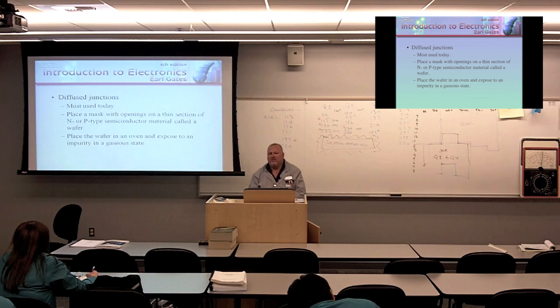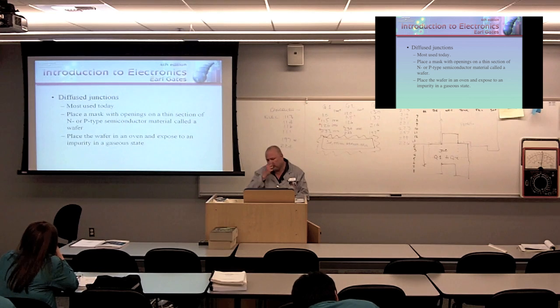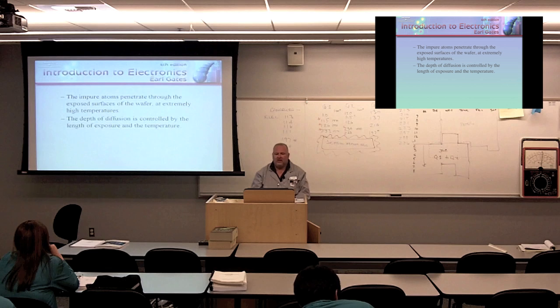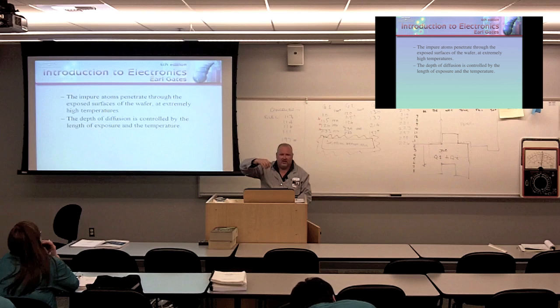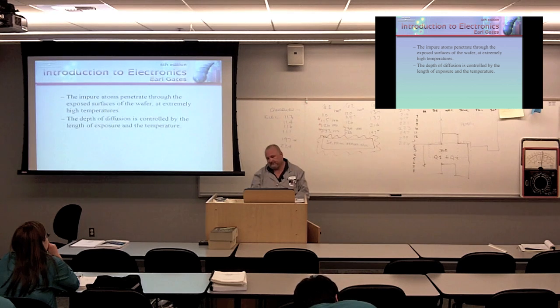They place a mask with openings on a thin section of N or P-type semiconductor material called a wafer. We place the wafer in an oven and expose it to an impurity in a gaseous state. The impurity atoms penetrate through the exposed surface of the wafer at extremely high temperatures. The length of diffusion is going to be controlled by the length of the exposure and temperature. So time and temperature control how much diffuses into the material. And if you want to make a more stout diode, you'll leave it in there longer and diffuse it into the substrate longer.